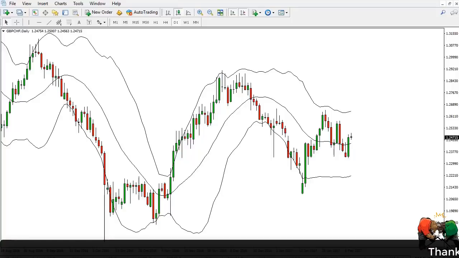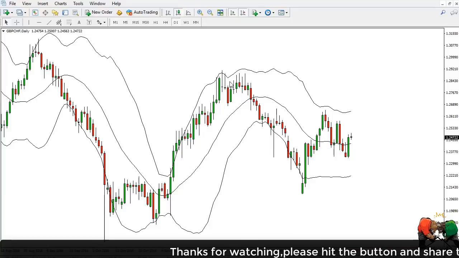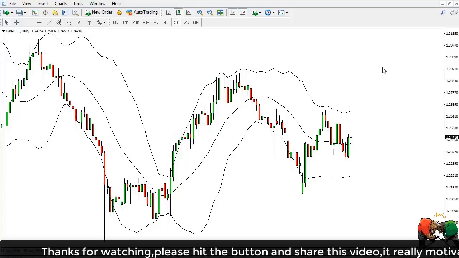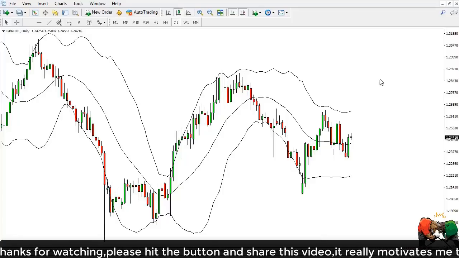Now, without going into the mathematics of it, really what you need to know is that the inner line is the 20 period, in this case day on the pound Swiss, moving average like you would have on a normal chart. And that this line up here is twice as far from that moving average as the market typically will move. So the idea is that if you are two standard deviations away from the average price, then more than likely you're going to go back to the average price.